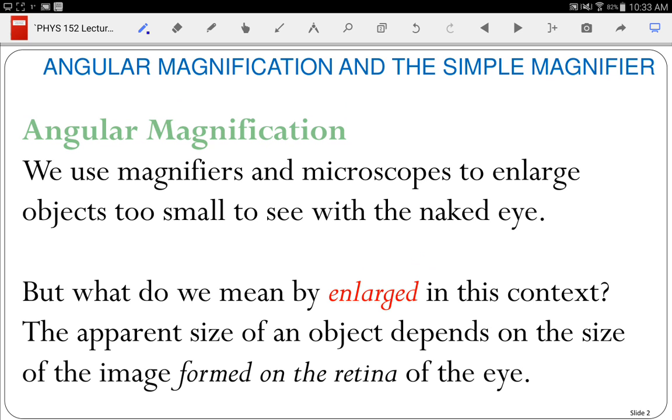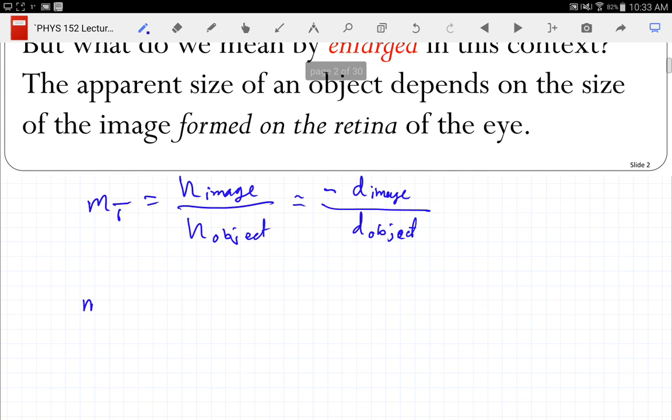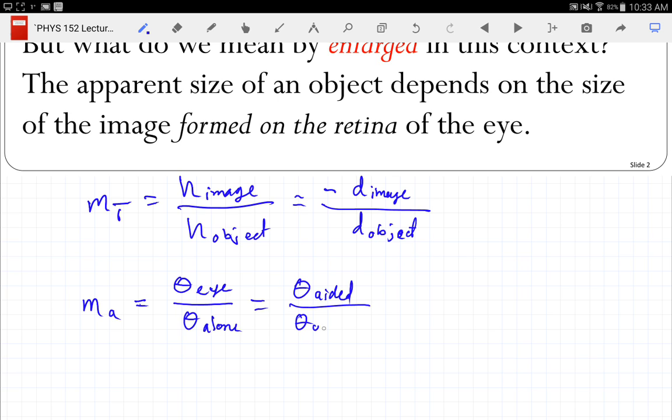And so for angular magnification, we'll define the angular magnification as the angle that it makes with our eyeball divided by the angle that it would have made alone. Now I say alone because we're usually saying I have my optical instrument, and that's going to be the angle it makes with my eye when I look through the optical instrument. The words that the textbook uses are a little bit better: angle aided divided by the angle unaided. Angle aided means when I'm using whatever my magnifier is. Angle unaided is I'm not using my magnifier, the angle it makes.